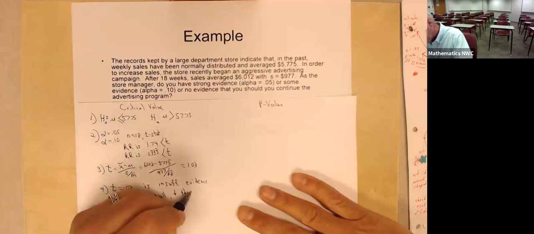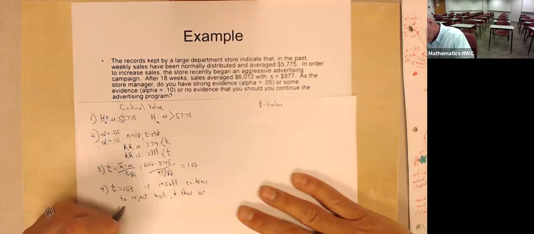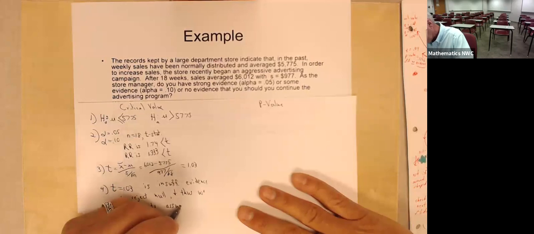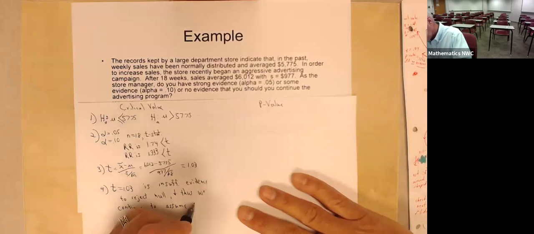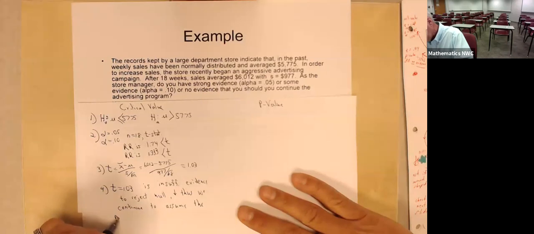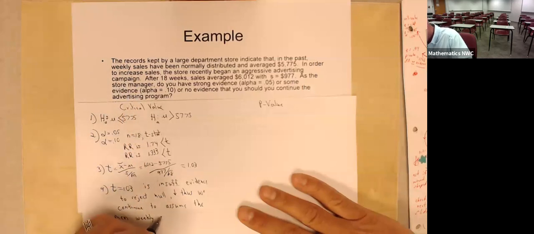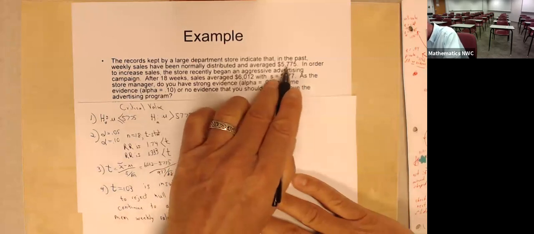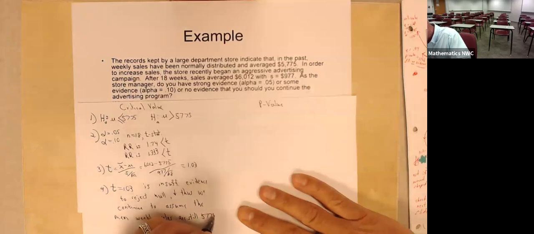and thus we continue to assume the mean, in this case, what is it standing for? The mean weekly sales are still the previous average, 57.75, and in this case, the advertising has not paid off.